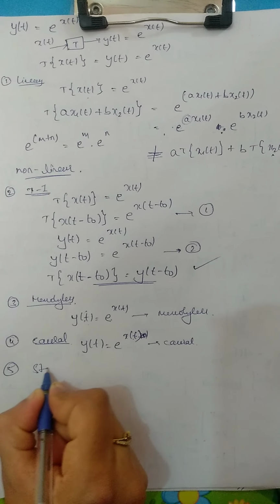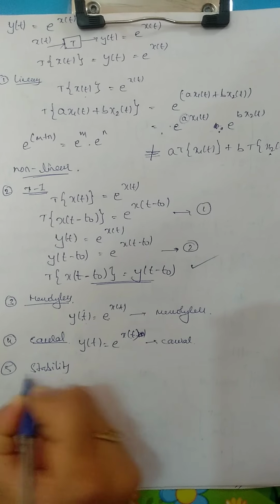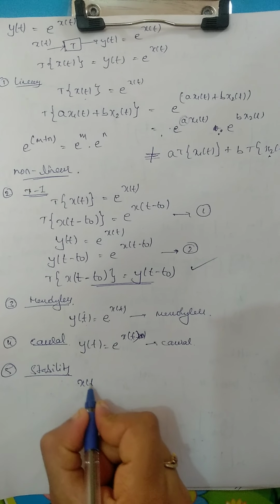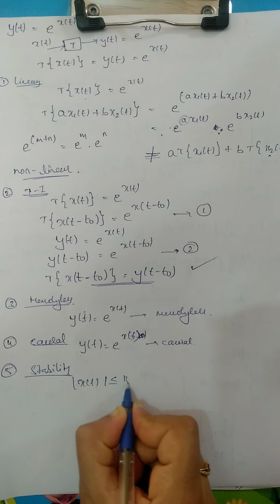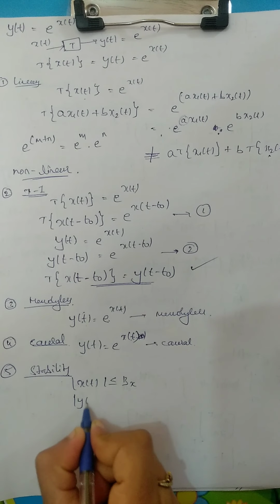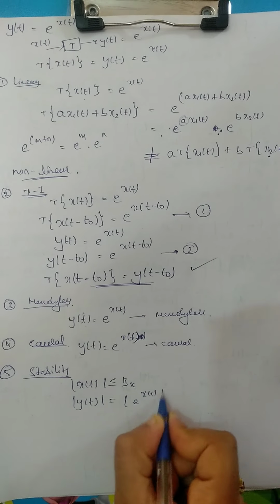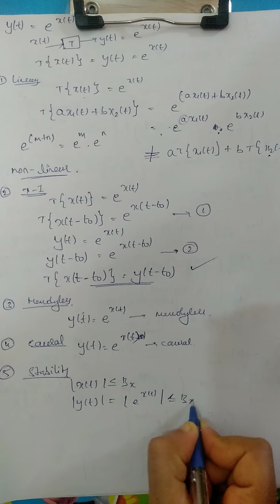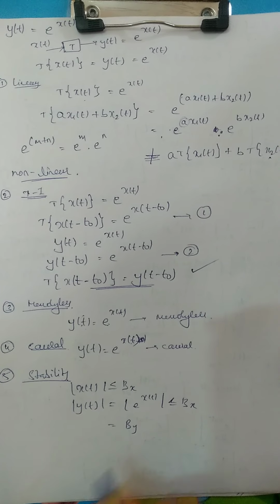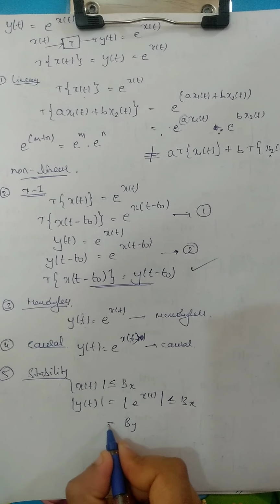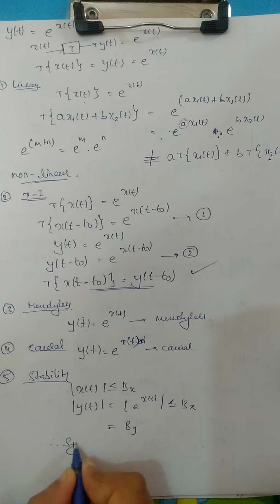Next one, stability. Stability means we need to check x of t that is within the bounded input. So we can say y of t is equal to e to the power of x of t, which is also within the bounded input. So we can write the output is also bounded output. So the system is stable.